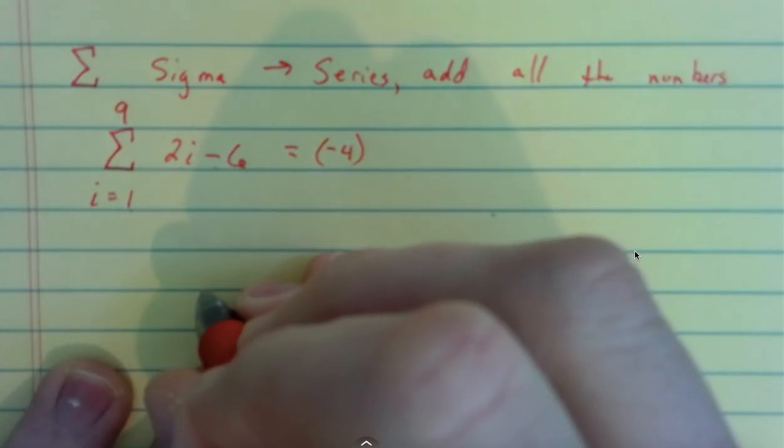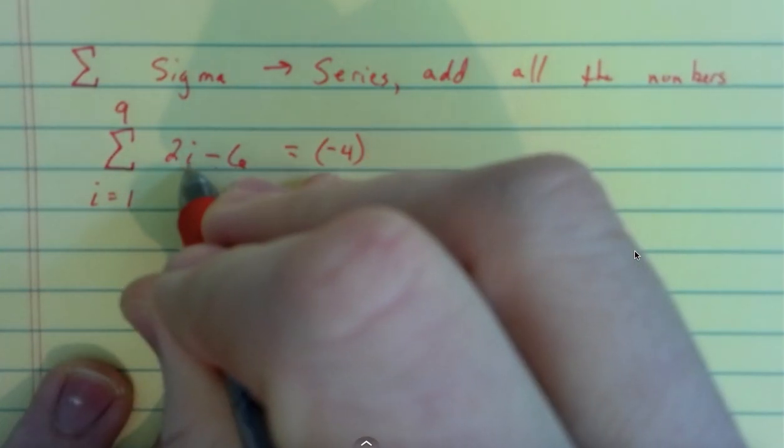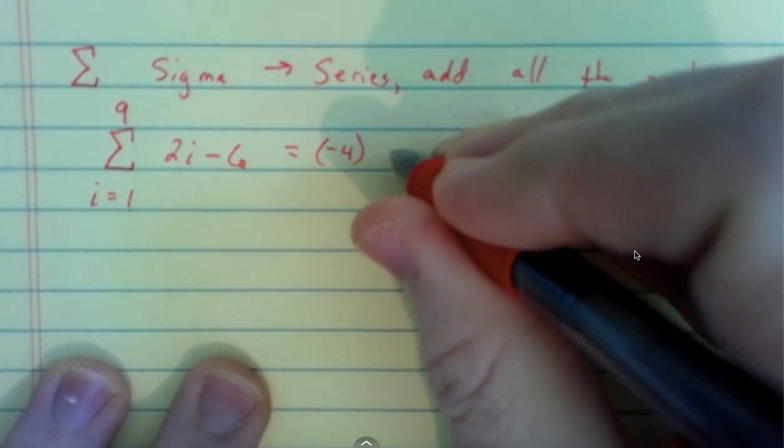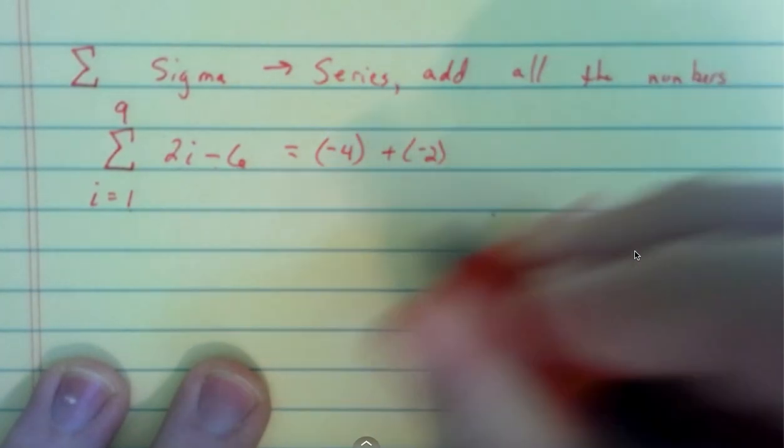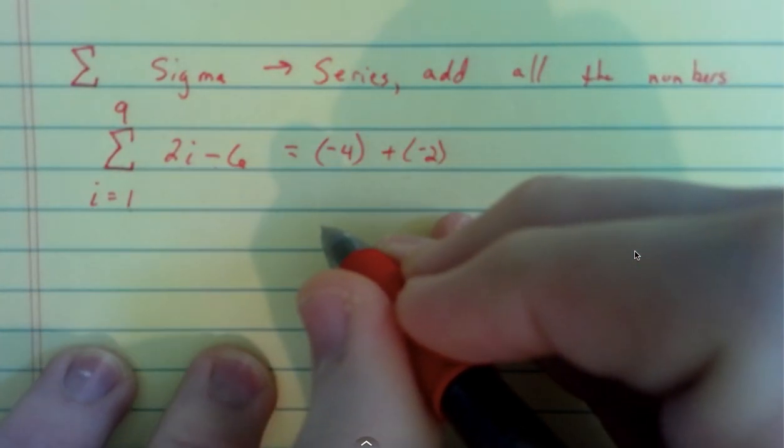If I want to expand this out, I'm going to plug 1 in here. 2 times 1 is 2, minus 6 is negative 4. Now I bump my index up to 2. Now I'm going to plug 2 in here. 2 times 2 is 4, minus 6 is negative 2. Now I'm going to make this 3. 2 times 3 is 6, minus 6 is 0.